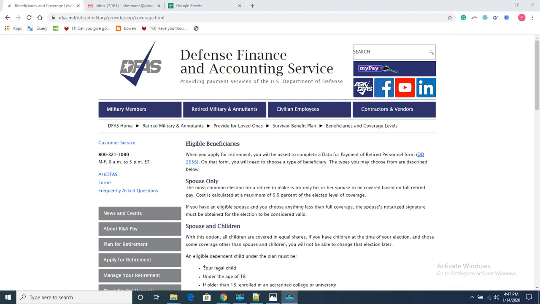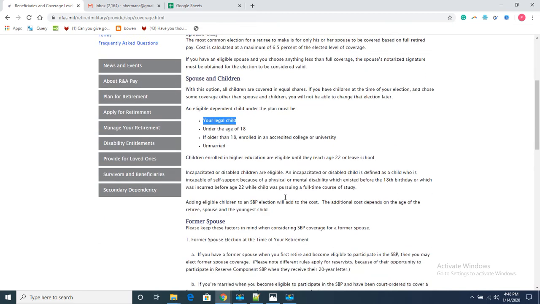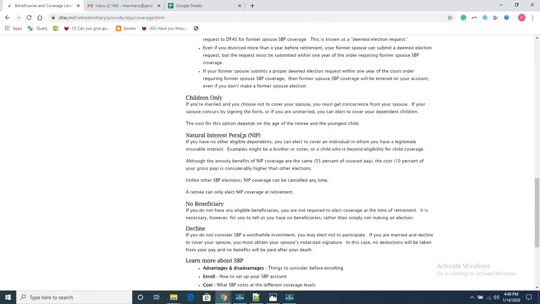Let's look at the bullet point, your legal child. You might think that that bullet point applies to any possible children in this spouse and children section, but actually it doesn't and can't, because down below there's a thing called a natural interest person. And natural interest person might be a brother or sister or a child who is beyond eligibility for child coverage.